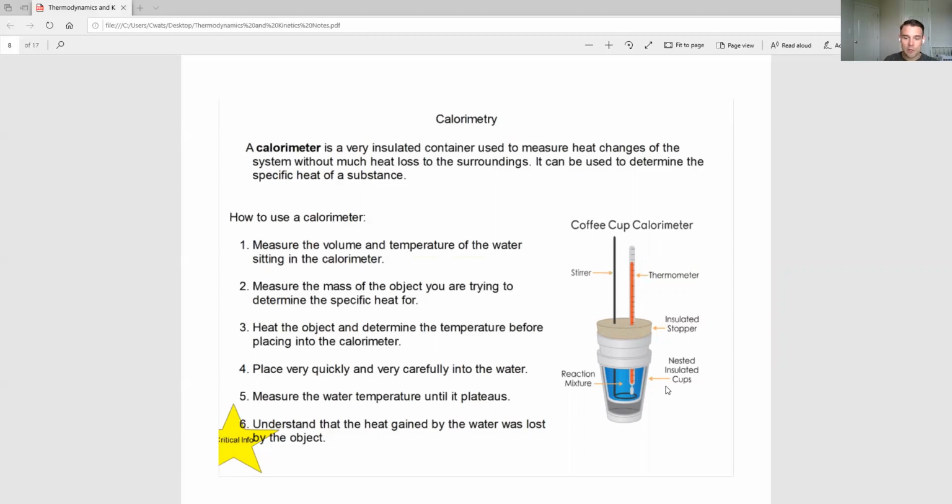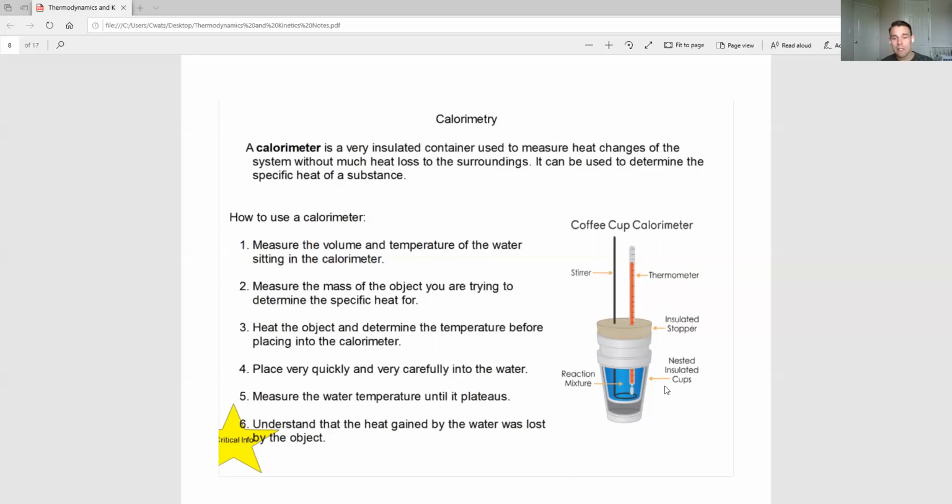trying to solve for. So this is a poor man's version of a calorimeter. Basically two coffee cups with something on top. If we were in class, we'd be doing this with two coffee cups and a piece of cardboard. And then you've got a thermometer because you need to know the temperature, and then you've got something in there to stir it. Usually we just use the thermometer to stir it.